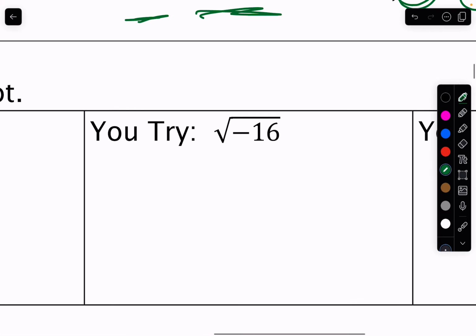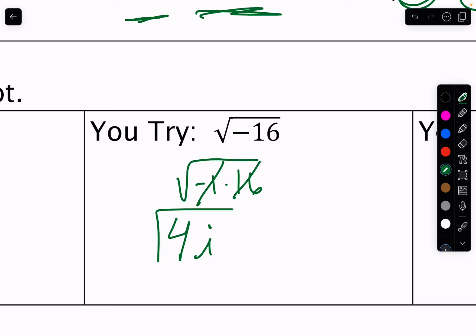Then here we break this down into -1 times 16. 16 comes out as a 4. -1 comes out as an i. We get 4i. The i should always come second whenever you're writing it with the coefficient, right? It's kind of like 4x, right? You wouldn't write it as x4. Same thing with i. You would write it as 4i.